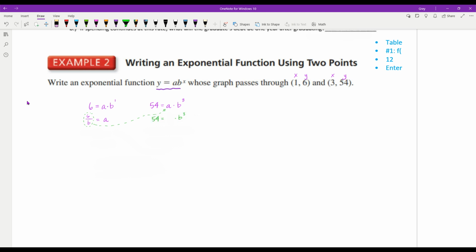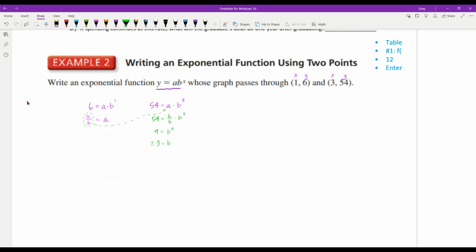When I do, I'm going to have 54 equals 6 over b times b cubed. Well, b cubed is the same thing as b cubed over 1. So when I simplify that, b cubed over b is b squared. So this is 54 equals 6 times b squared, or 54 divided by 6 is 9 equals b squared. So b equals plus or minus 3.